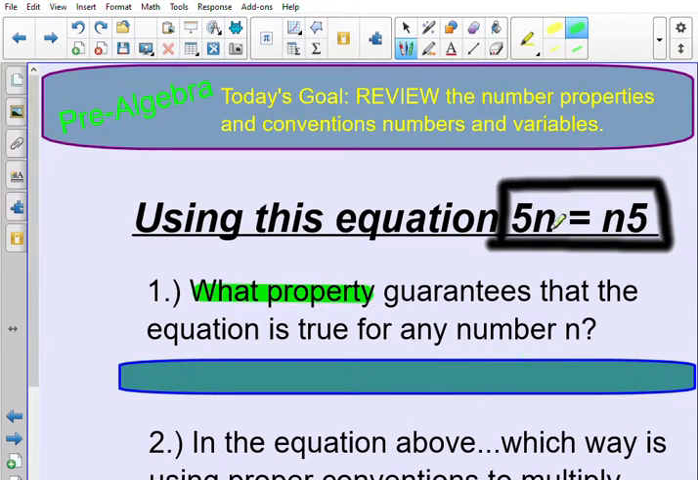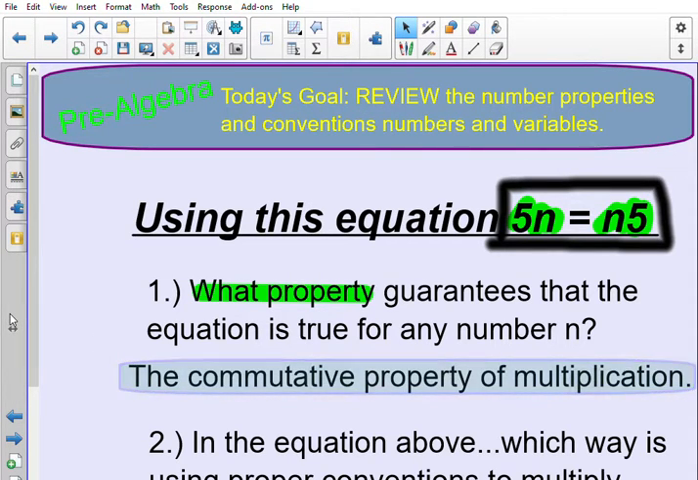When we go back over here, notice we have 5 times n equal to n times 5. So what property guarantees that the equation is true? Well, the property that we're looking at is the commutative property of multiplication. So the answer to number 1 is the commutative property of multiplication.